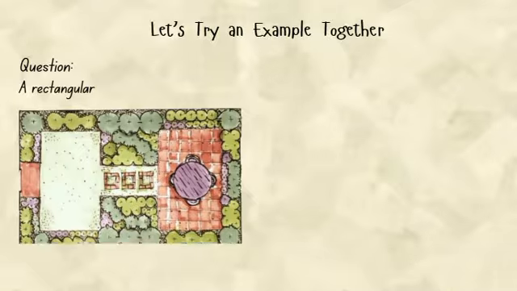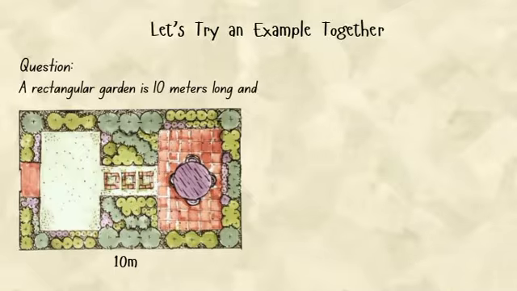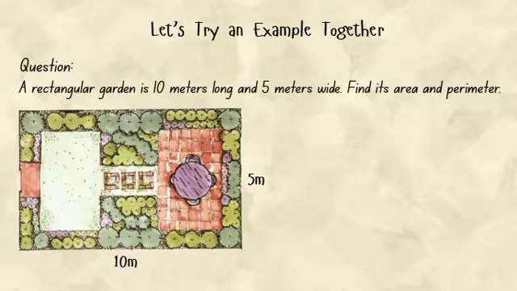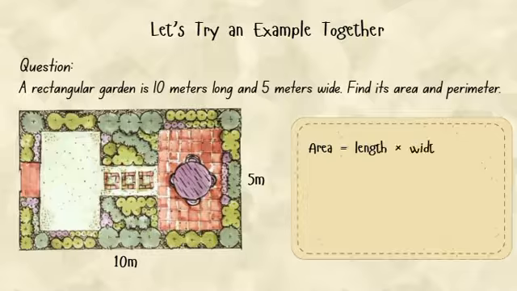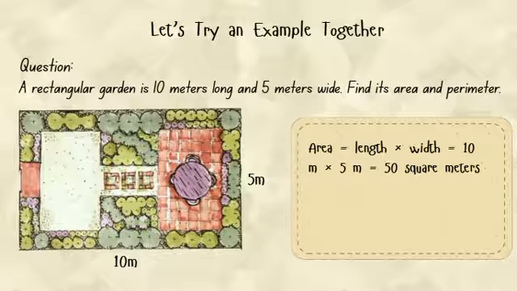Now let's solve a simple example together. Here's the question. A rectangular garden is 10 meters long and 5 meters wide. Find its area and perimeter. First, let's find the area. Area is length times width, which is 10 meters times 5 meters, which equals 50 square meters.